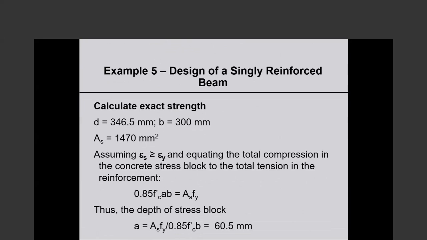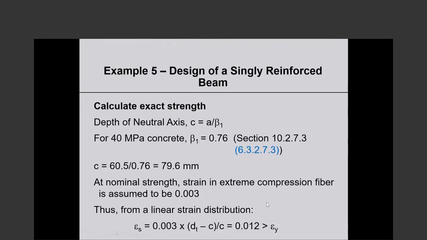nominal strength, equating total compression in the concrete to total tension, we have done so many times. That gives us the stress block depth comes out to 60.5 millimeters. Depth of neutral axis is the 60 millimeters divided by beta sub 1. Beta sub 1 we have calculated many times for 40 MPa concrete, 0.76. So C, neutral axis depth, is 79.6 millimeters.